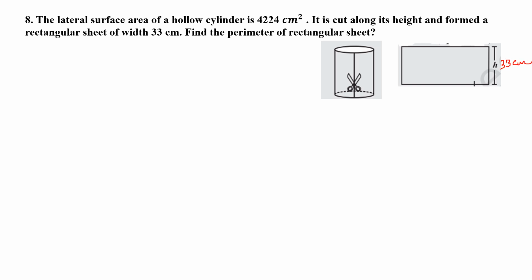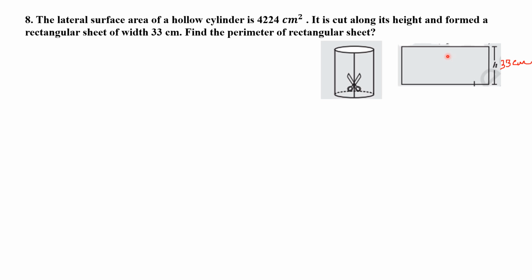And what happened with this lateral surface area of the cylinder? This has taken the form of a rectangular sheet, isn't it? So can I say that the lateral surface area of the cylinder will be equal to the area of the sheet? Because when you open along the height, you are going to get a rectangular sheet, right? So lateral surface area of the cylinder is equal to the area of the sheet.